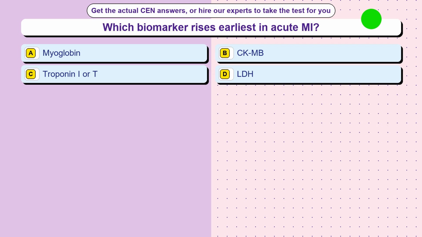Question 58. Which biomarker rises earliest in acute MI? Option A, myoglobin. Option B, CK-MB. Option C, troponin I or T. Option D, LDH.